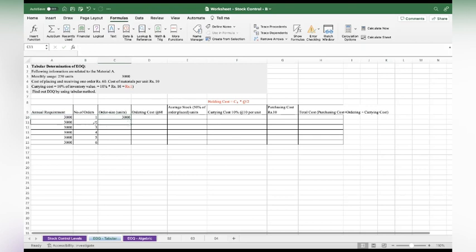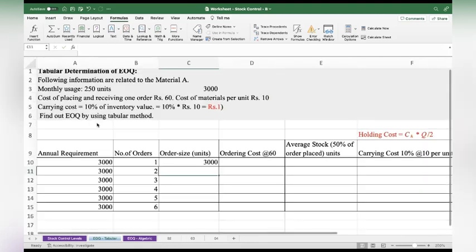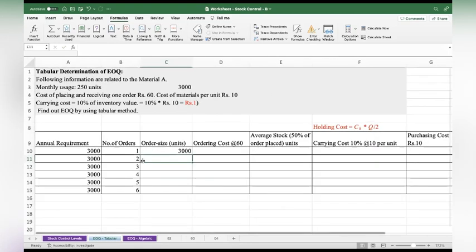Let's take the second one. If you are making 2 orders per year, and your annual requirement is 3000 units, per one order, how much should you order? The order size is the annual requirement divided by the number of orders. Likewise, take your calculator and finish. For 3 orders, per one order you need to order 1000 units. Do these 3.